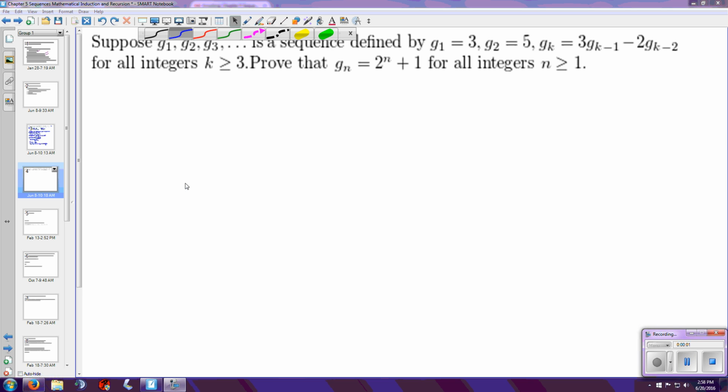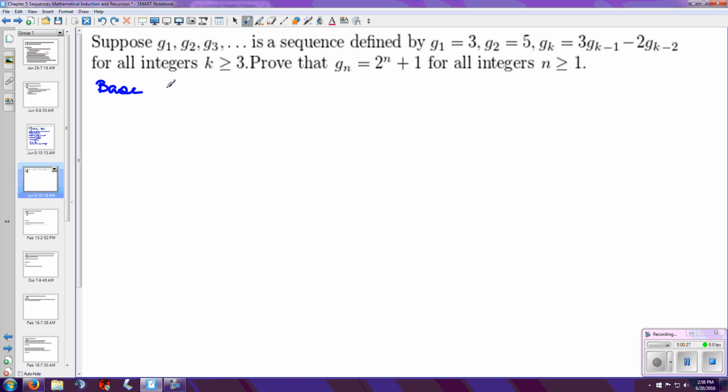Welcome back to our second part of section 5.4, strong mathematical induction. So consider the example given here. Essentially, g1 is 3, g2 is 5, and g sub k is 3 g sub k minus 1 minus 2 g sub k minus 2. We will prove that g sub n equals 2^n plus 1 for all integers n greater than or equal to 1. So as before, let's go ahead and start out with our base case.